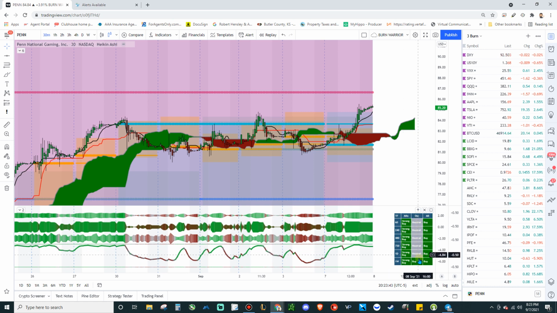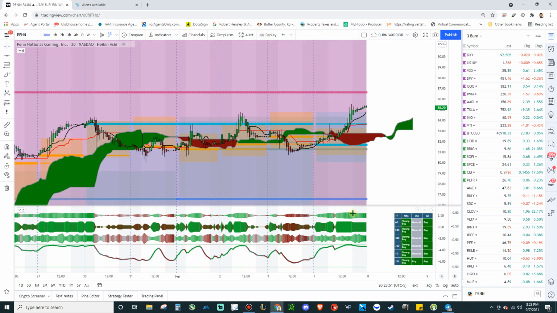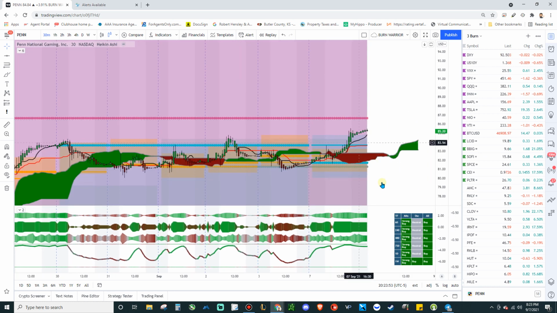The oscillators on all time frames are neutral. We got the 1 week is a buy, and so basically it combines them all and says that they're all buys. I'm looking at the 30-minute trend. It looks pretty solid.